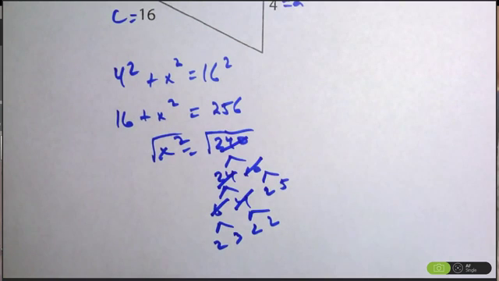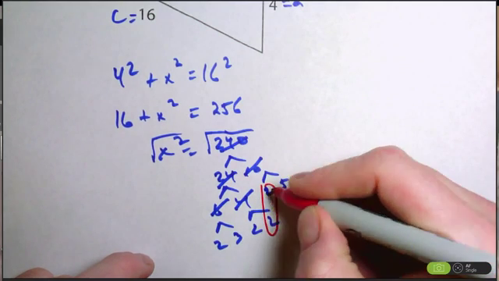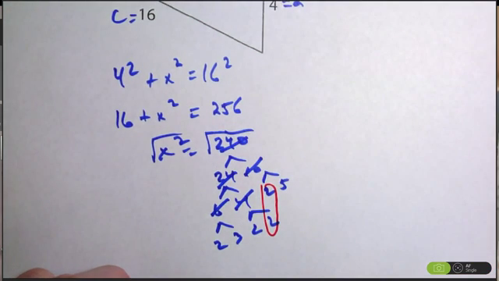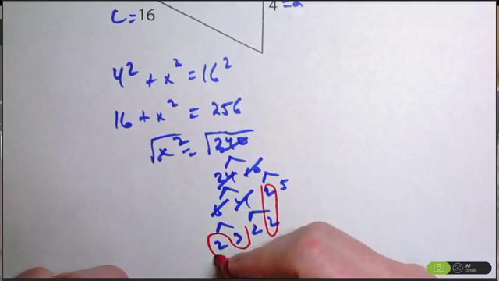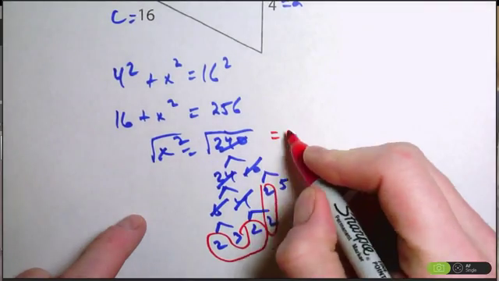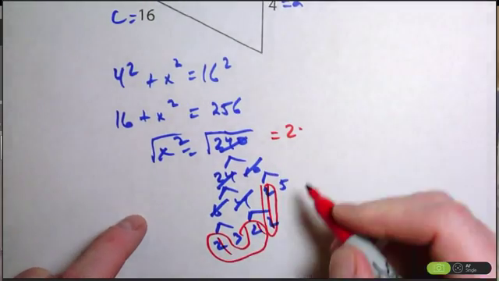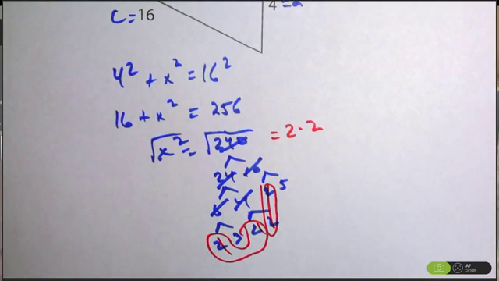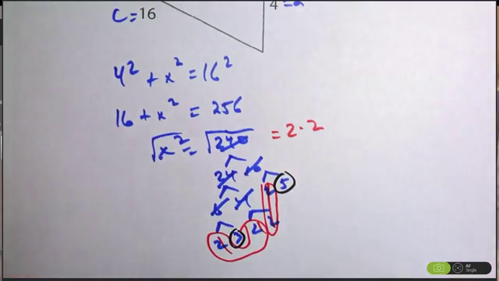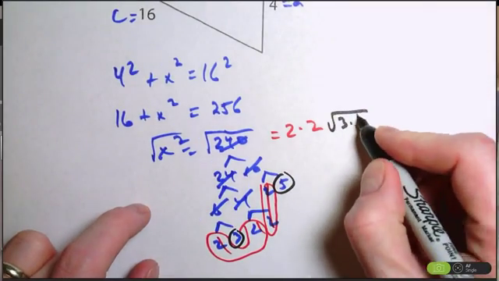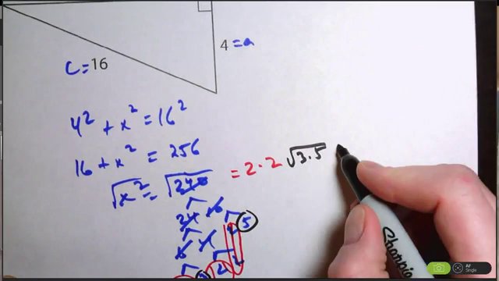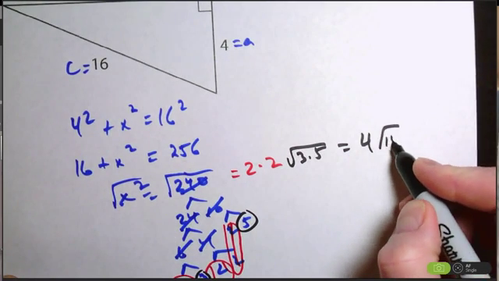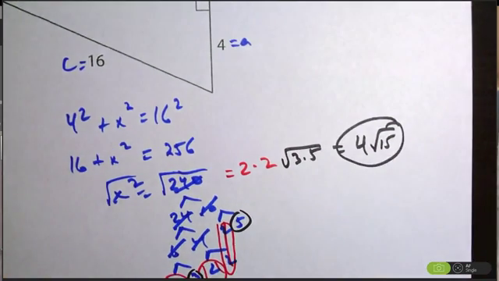So now we look for our pairs. And I'll do this in a different color, make it stand out a little better. I've got a pair of 2's. I've got another pair of 2's, which means I have 2, a second 2, and then left over, unfortunately, is a 3 and a 5. So they're stuck inside. So this ends up being for us then 4 root 15 for that missing side.